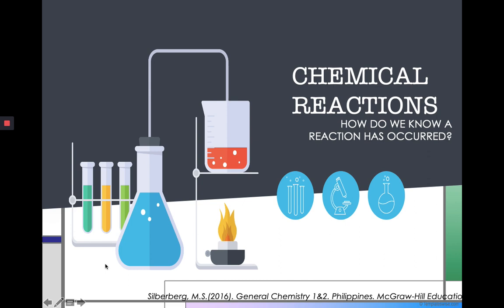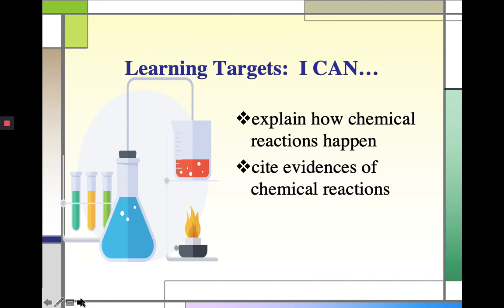So this serves to answer the essential question: how do we know that a chemical change or a chemical reaction has occurred? For our learning targets in this video, we will be explaining how chemical reactions happen and will also be citing evidences of chemical reactions.